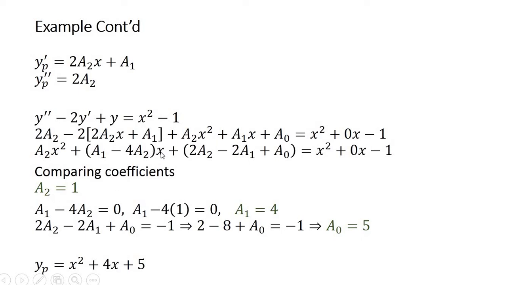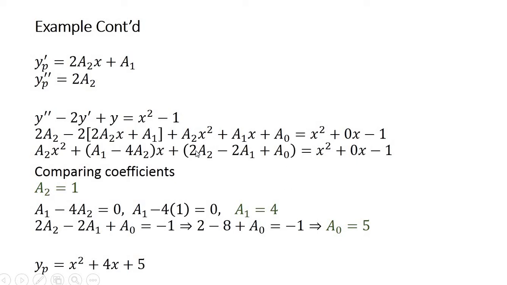The coefficient of x on the left hand side is a1 minus 4a2, and the coefficient of x on the right hand side is equal to 0. So we equate a1 minus 4a2 to 0, but we know a2 is 1, so we can substitute for a2 by 1, so a1 is equal to 4.